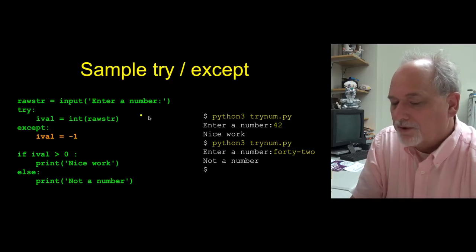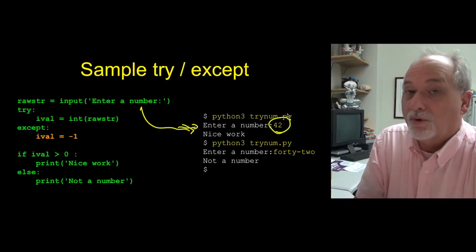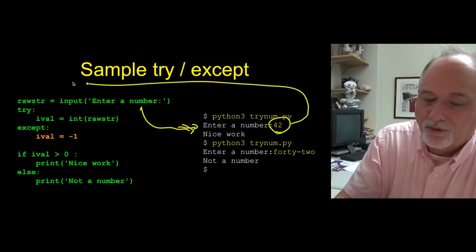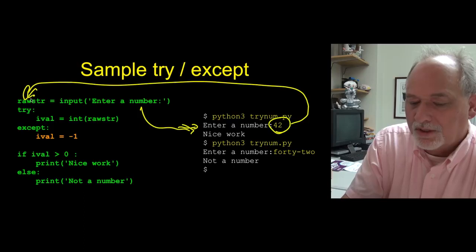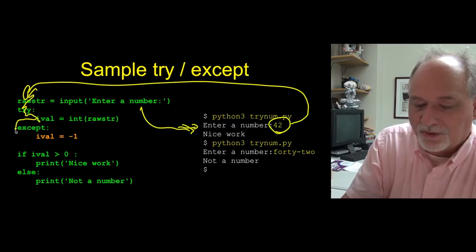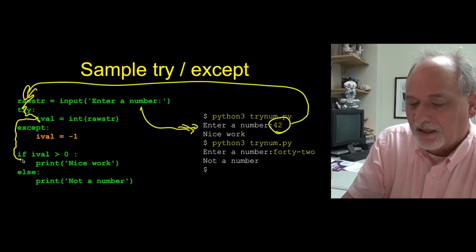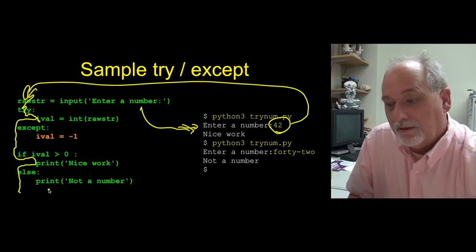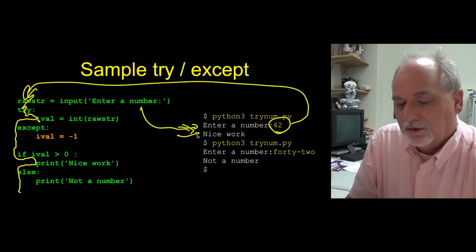So first time we run this program, out comes enter a number. We type in 42, which is a string. That 42 goes back into istr, runs in here. This runs. It's fine. That becomes a 42 number, so we skip the except block, and ival is greater than 0. We print out nice work, and we skip the else. Okay? So it says nice work.